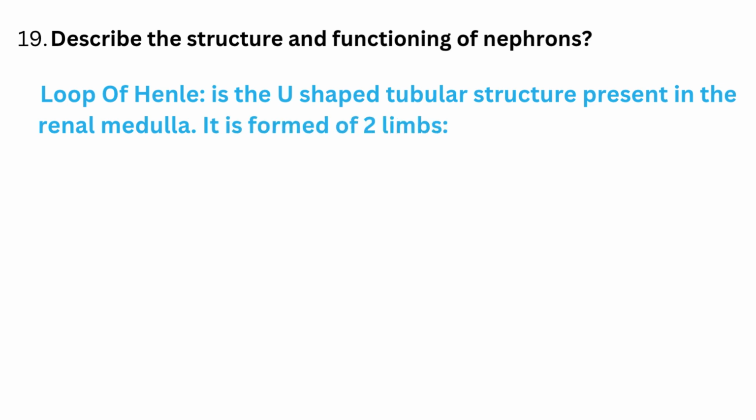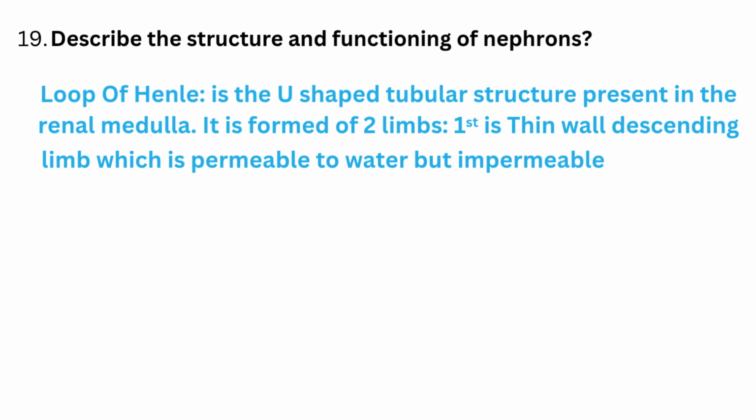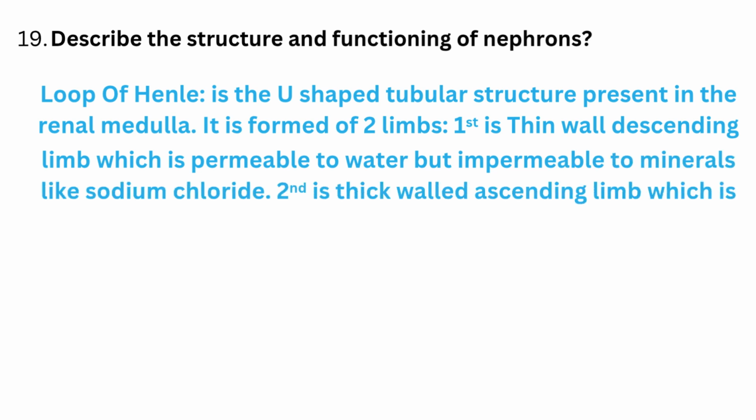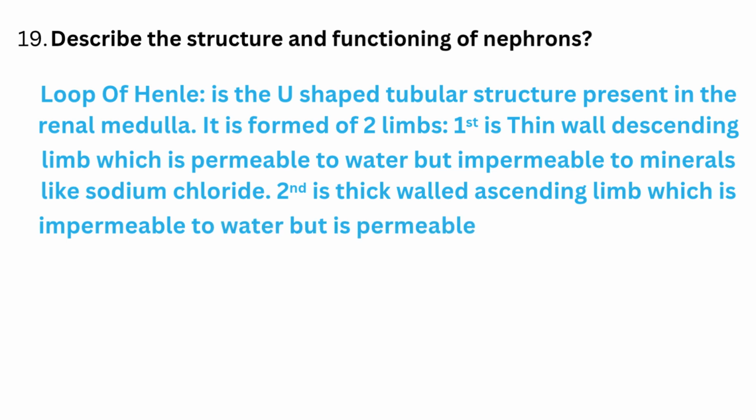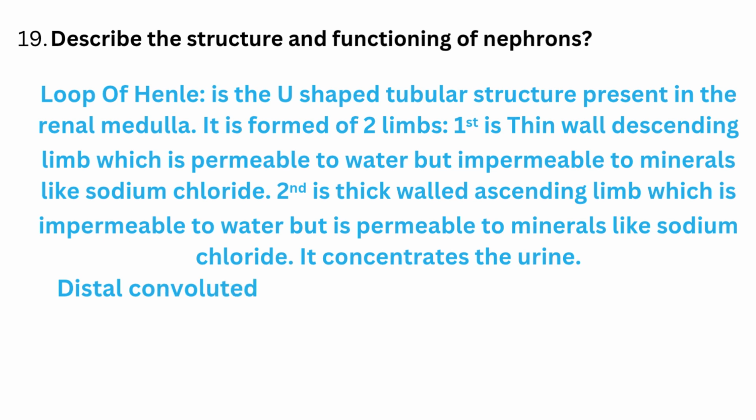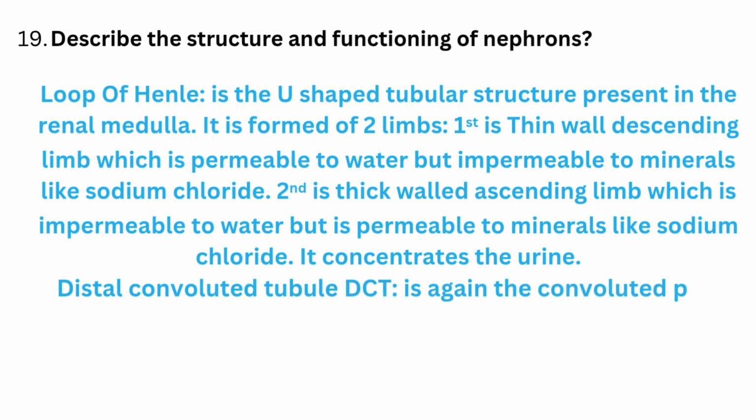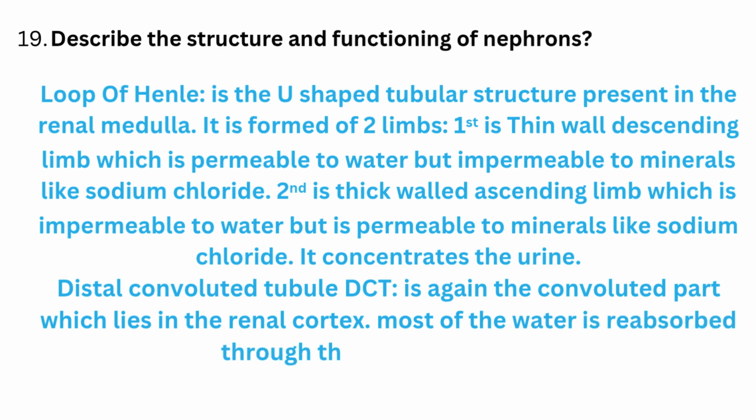First is the thin-walled descending limb, which is permeable to water but impermeable to minerals like sodium chloride. Second is the thick-walled ascending limb, which is impermeable to water but is permeable to minerals like sodium chloride. It concentrates the urine. Distal convoluted tubule, DCT, is again the convoluted part which lies in the renal cortex. Most of the water is reabsorbed through the walls of the DCT.